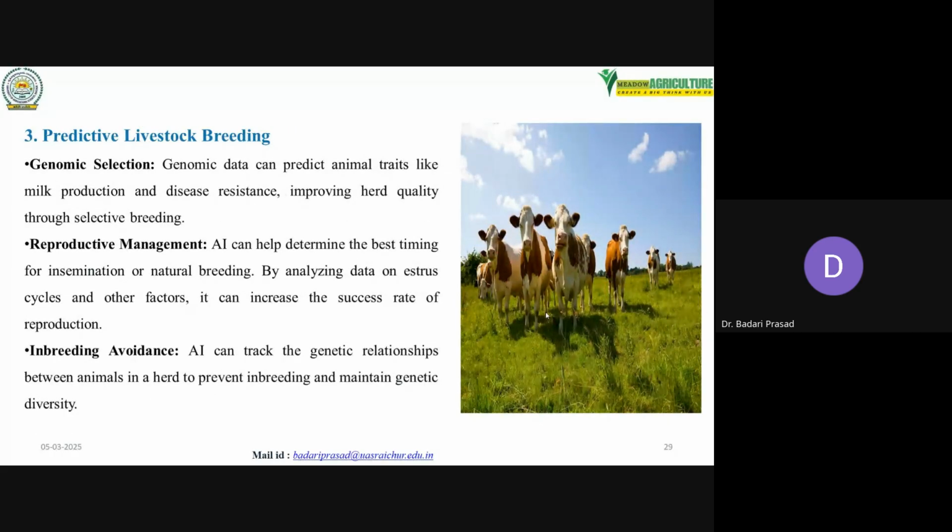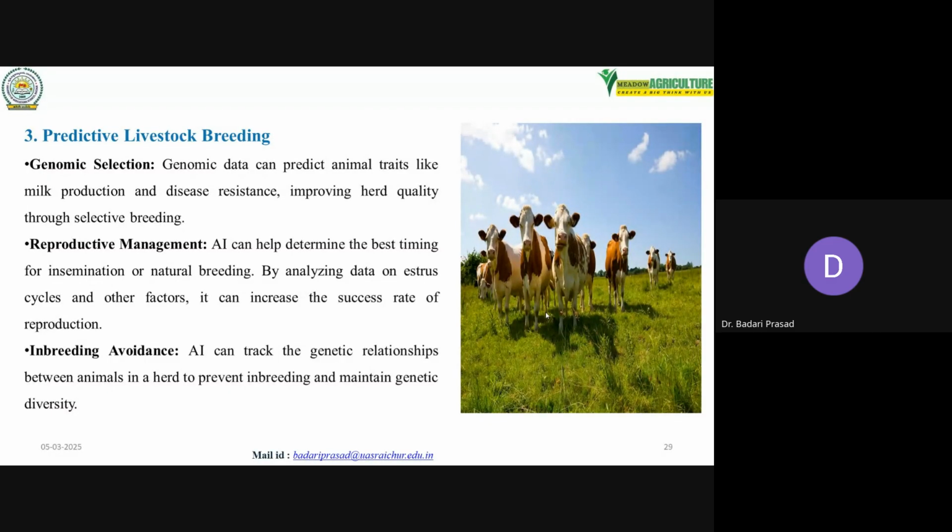So similarly, predictive livestock breeding. Here several factors like genomic selection, reproductive management, and inbreeding avoidance, such tools can be operated and ultimately give a good breed. Genomic data can predict animal traits like milk production and disease resistance, improving herd quality through selective breeding. So once the data is fed, if the genetic line of a particular breed is incorporated into a particular system, then the track will be clear over the years.